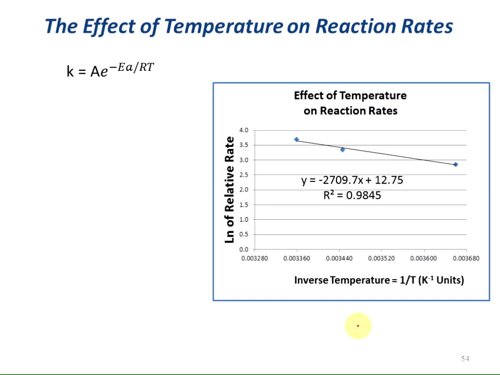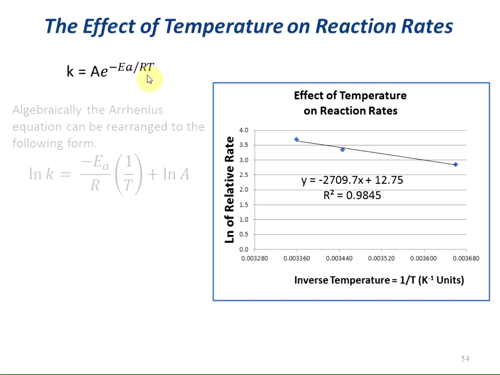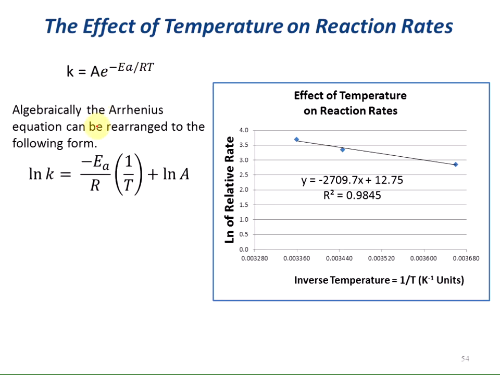Now also in that lab, we're going to be measuring the energy of activation. So remember, this is our Arrhenius equation where k equals A times e raised to the negative E sub A over RT. Algebraically, the Arrhenius equation can be arranged in the following form. So basically what we've done is we've taken the natural log of both sides. So I took the natural log of k, so the ln of k equals the ln of A, and when I take the ln of both sides and these are multiplied, this would be the same thing as saying the ln of A plus the ln of this term.